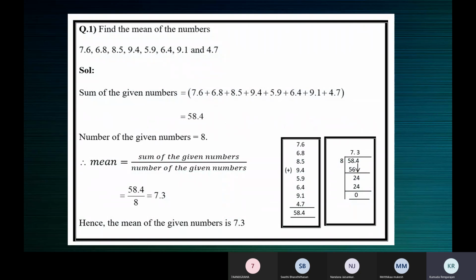Children, I wanted to tell you about this. We have completed these sums, but I just wanted to tell you about the addition. Have a look at the addition, children. The question is: find the mean of the numbers. There are 8 numbers given to you here. We need to find the mean of these numbers.